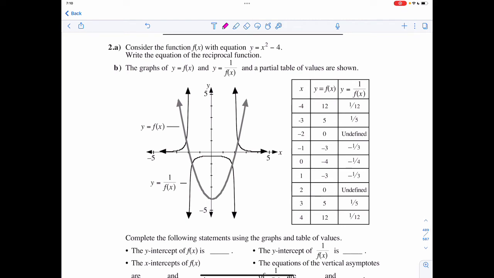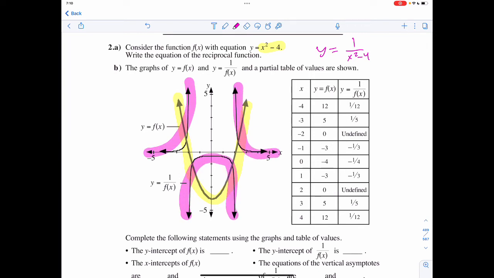For example 2, they're doing the same thing. We're just taking a quadratic function instead of a linear function in this case. So I have my original function, y is equal to x squared minus 4. I have my reciprocal function, which would be y is equal to 1 over x squared minus 4. And we can see that here, here, and here.